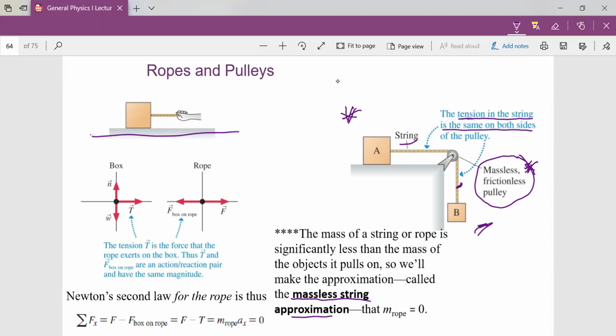And they are also interacting forces. We now introduce what we call the massless string approximation. And what does the massless string approximation say? It's saying that the mass of a rope is 0. That means it's negligible. We can actually neglect that. And if that is the case, it will help redefine Newton's second law on that rope.